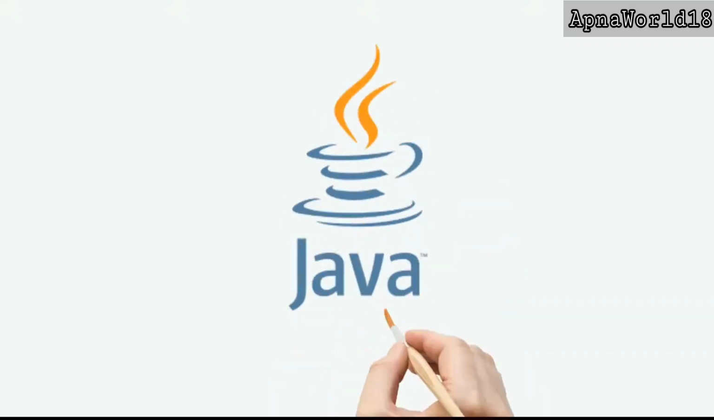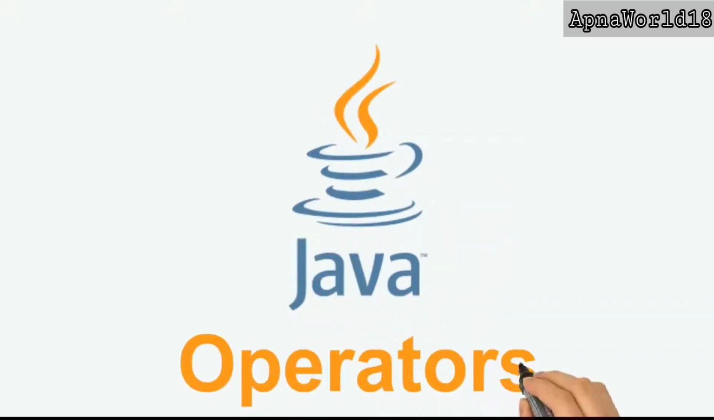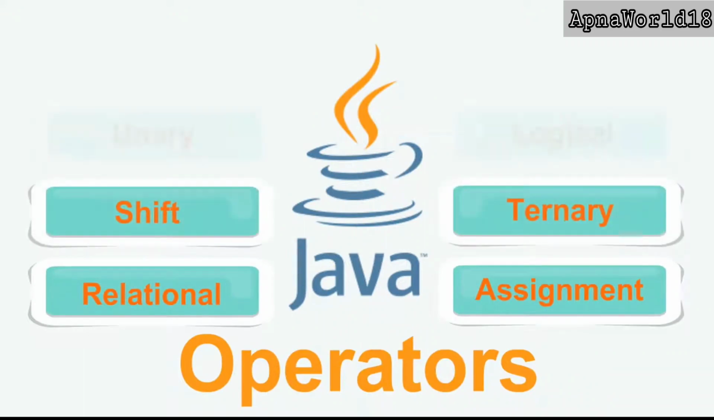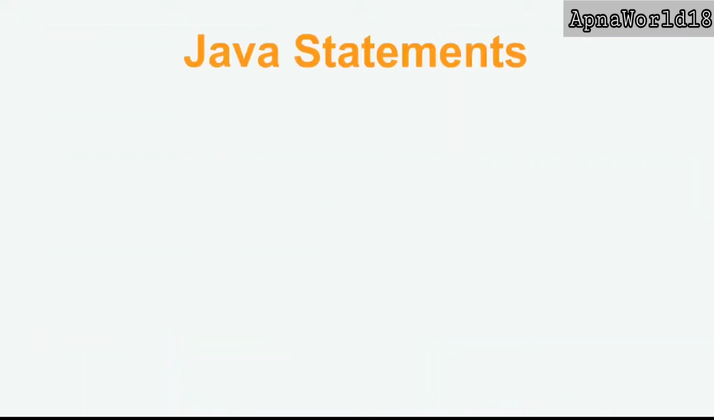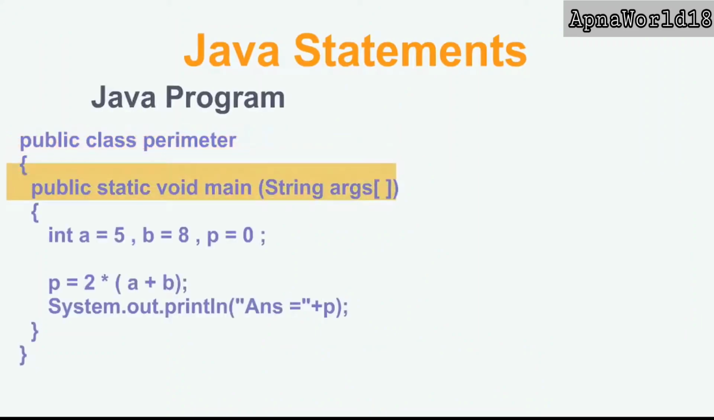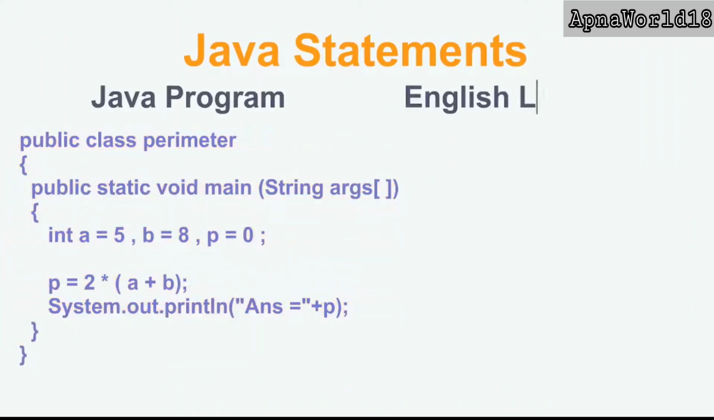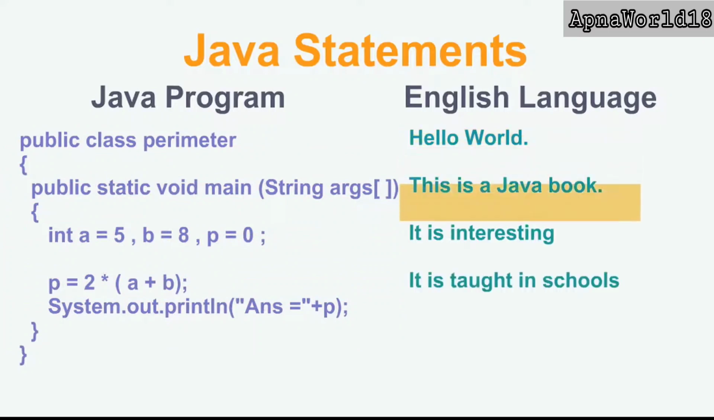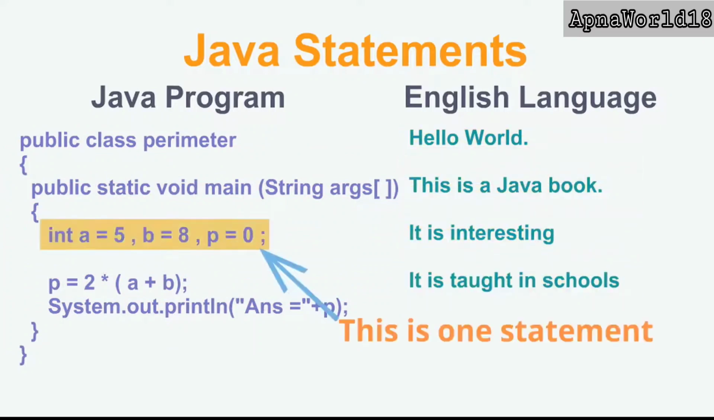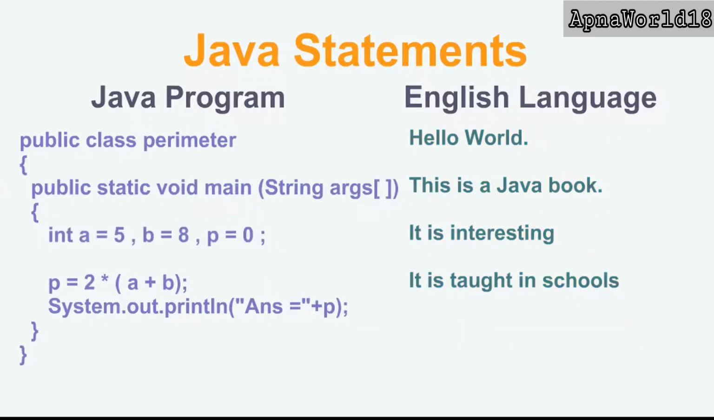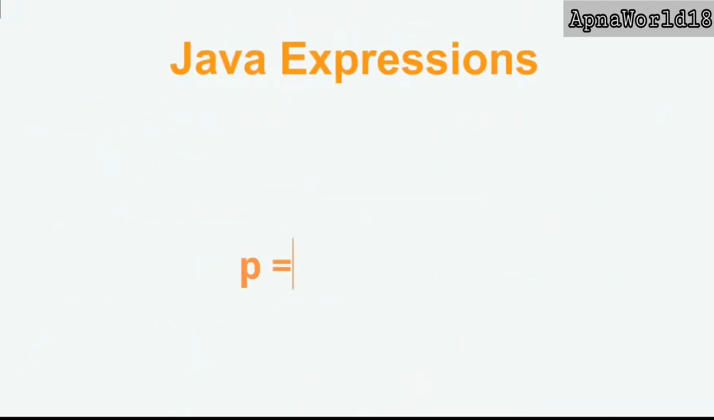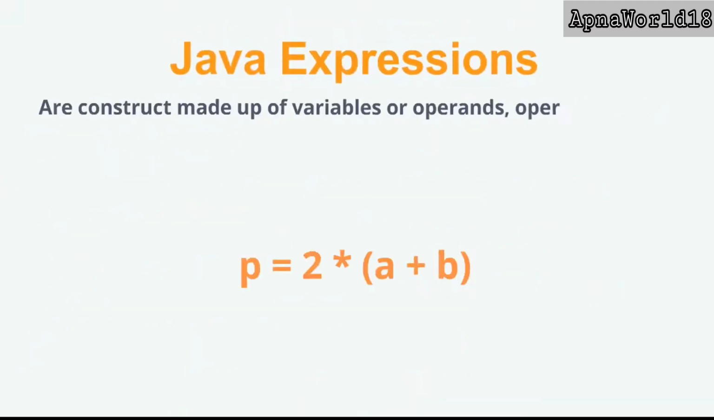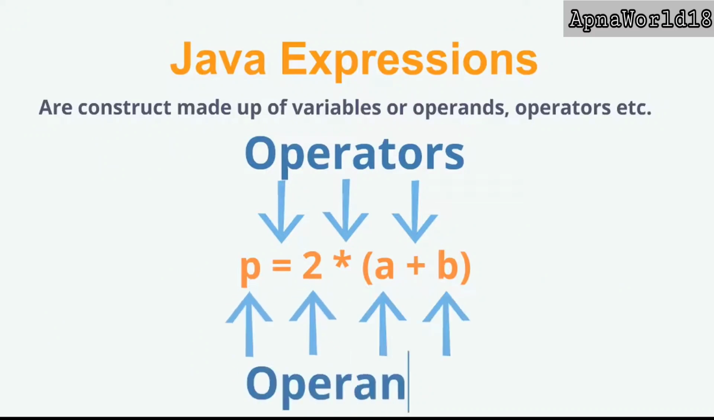Hello, in this video we will learn about operators in Java and how to form basic expressions using them. When we write a Java program, it consists of multiple statements, like in English language, we have multiple sentences. A statement forms a complete unit of execution. A statement is made up of one or more expressions.